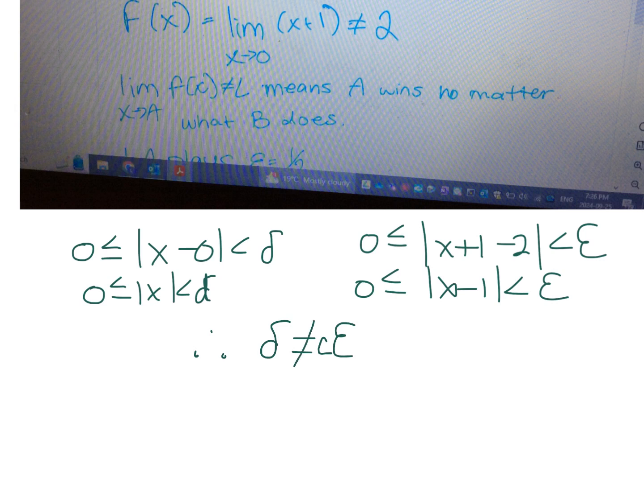and it's not equal, and so therefore the limit does not exist, or the limit of 2 does not exist. I guess that would be a better way to say it. Therefore, the limit as x approaches 0 of x plus 1 is not equal to 2. And so that's how I would approach it.